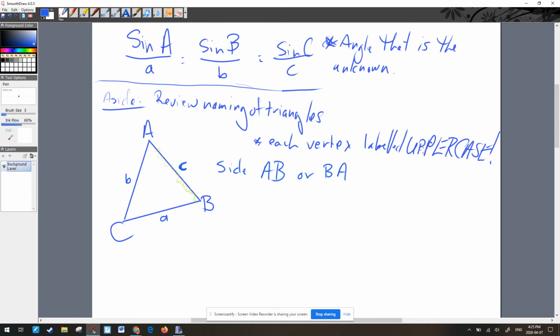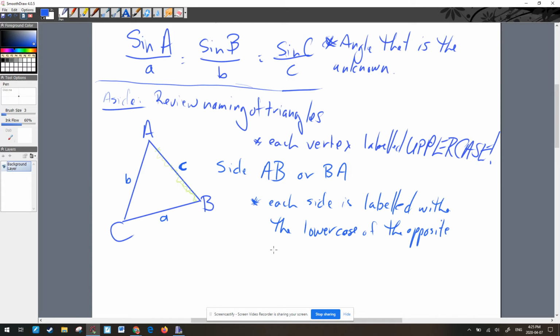So each vertex is labeled uppercase, and also notably, each side is labeled with the lowercase of the opposite vertex, okay? And that is the convention.